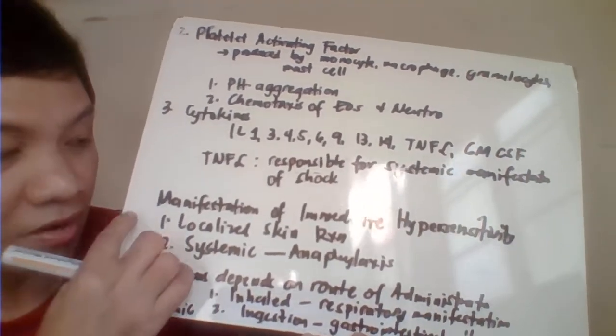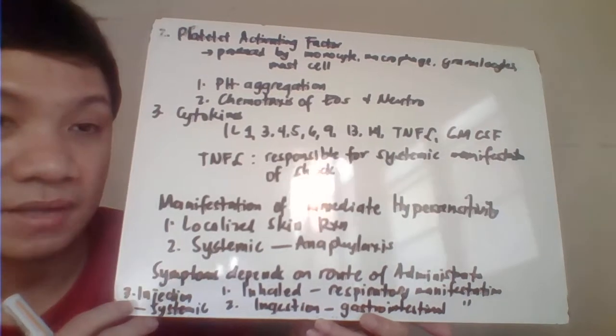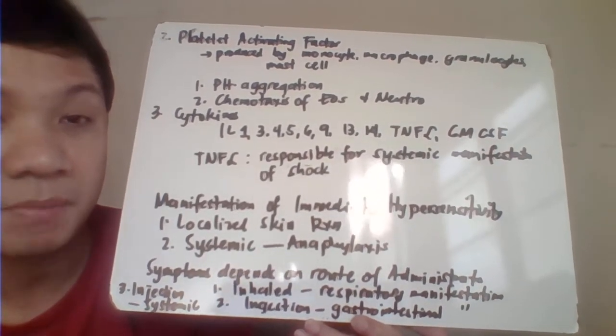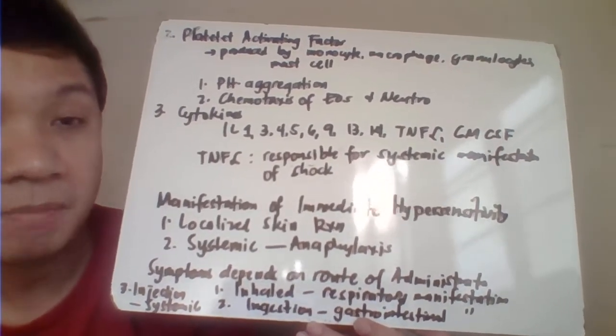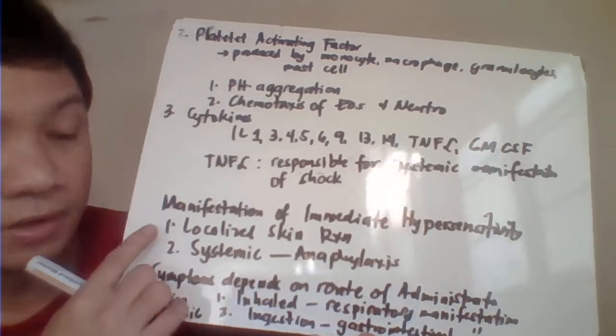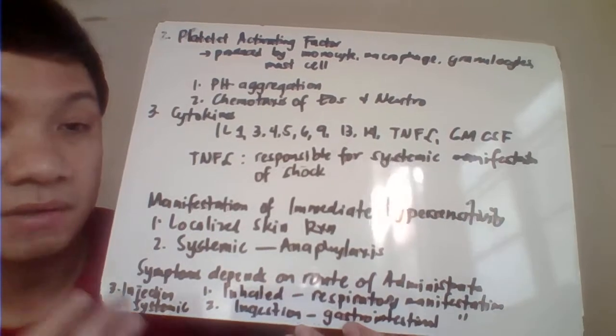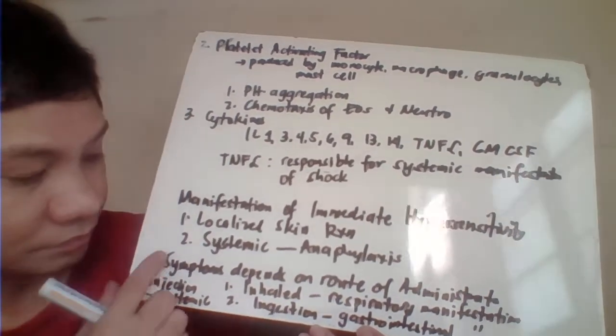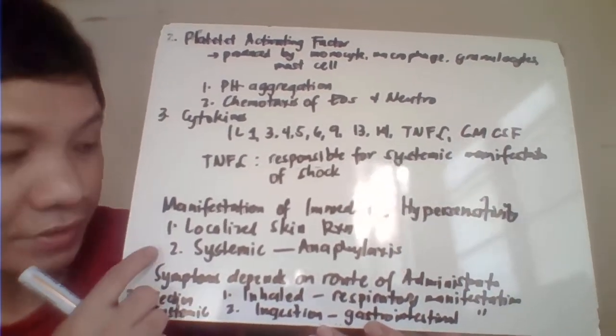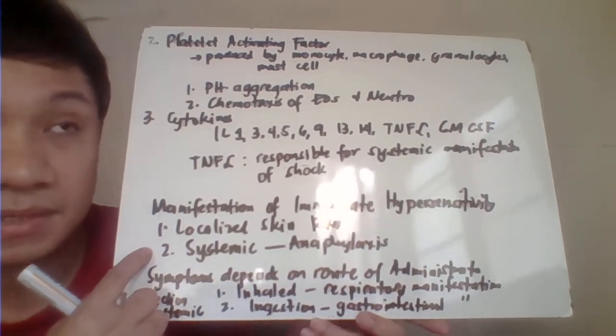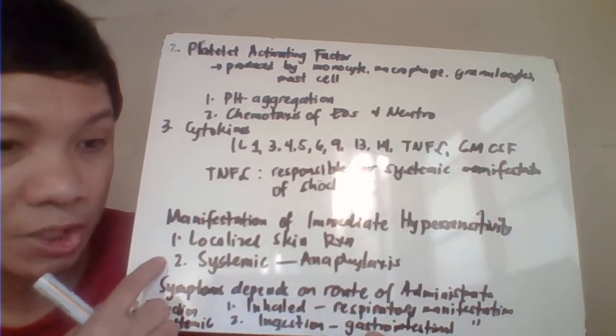Okay, so overall, we have the effects or the symptoms of your immediate type hypersensitivity reaction. Number one, it could have localized skin manifestations like erythema, wheal and flare, redness, itchiness, and we also have the systemic. When it is systemic, that's already your anaphylactic reaction.